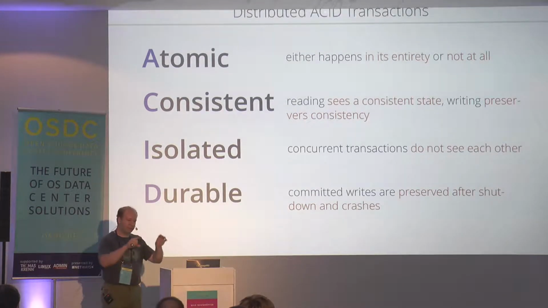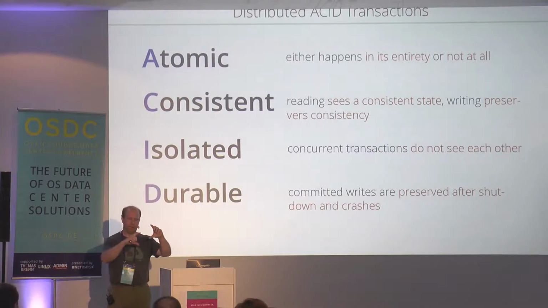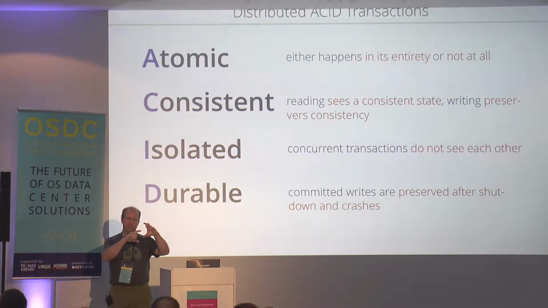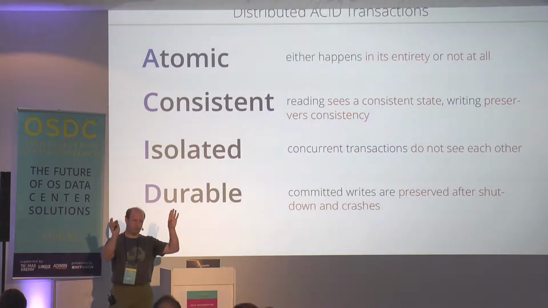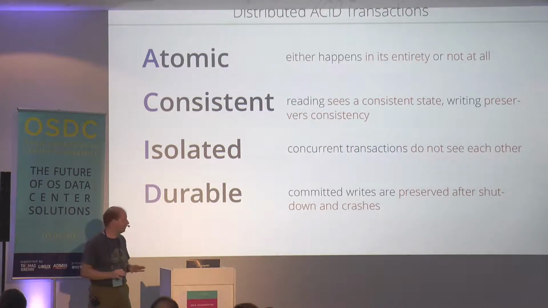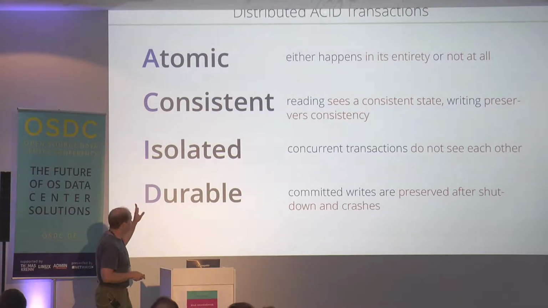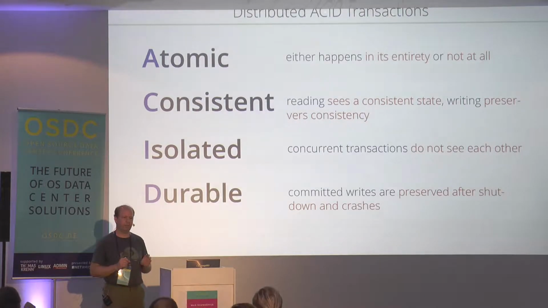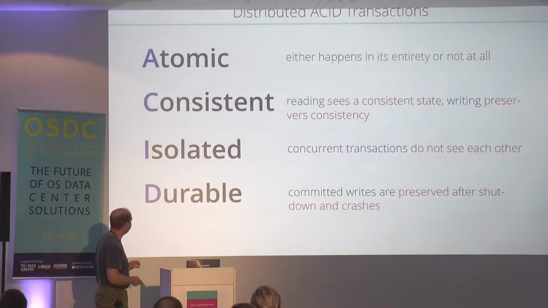Transactions are isolated, so different transactions which run concurrently, by which I mean one starts before the other has finished, and vice versa. If they run concurrently, they cannot see each other. And there are various isolation levels. You probably know the SQL standard and stuff. Essentially, the message is concurrent transactions don't see each other. And in particular, you don't see half a transaction being executed.